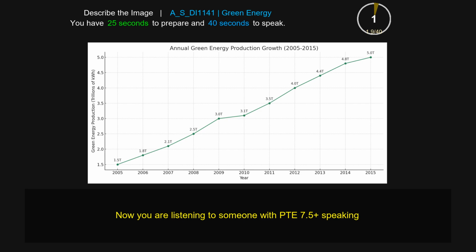Annual green energy production growth was the main topic of this line graph. The different values from 1.5 to 5.0 are present on the y-axis. The different years from 2005 to 2015 are present on the x-axis. During the year 2015, the maximum value is 5.0, and during the year 2005, it is the lowest at 1.5. That means the annual green energy production from 2005 to 2015 has increased. To conclude, the annual green energy production growth was the main topic of this line graph.